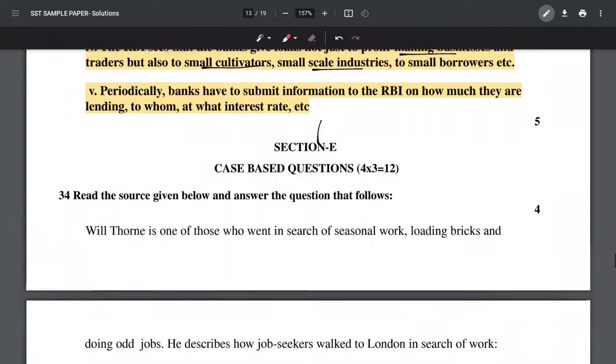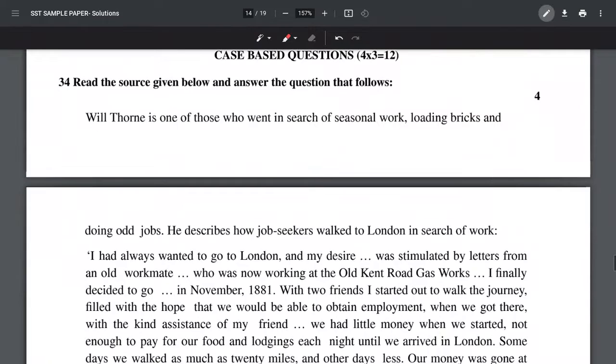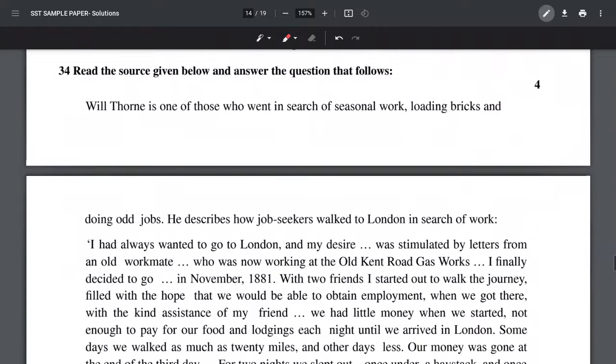Let's move to Section E. Section E is based on case studies. You will have three case studies over here. In all of them, there are three questions. So let's quickly do these, and we have map work, and we are completed with this sample paper. All right, let's see the case-based questions. I'll quickly read this out.